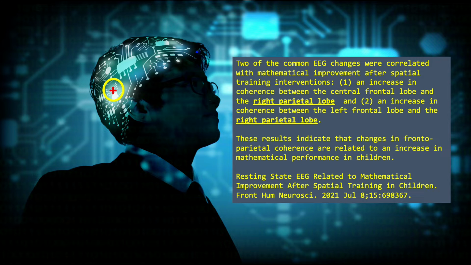Finally, this article, published in Frontiers in Human Neuroscience, July 2021, demonstrates that spatial training tasks in children activate preferentially the right parietal lobe, and also interestingly, these spatial tasks are correlated with increased scores on mathematical testing in children.